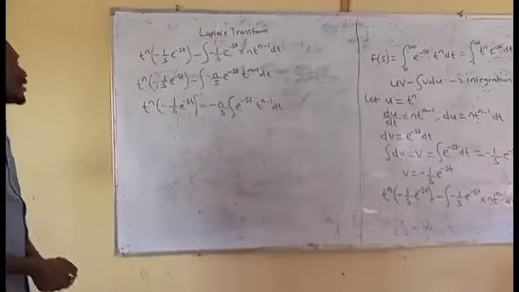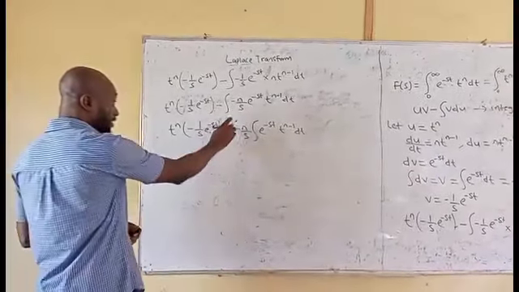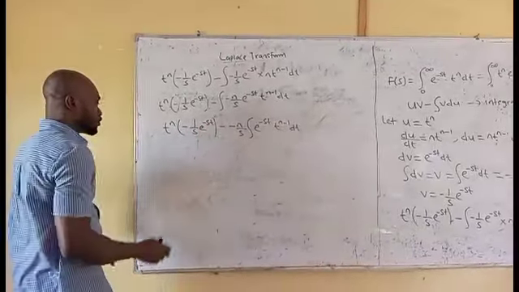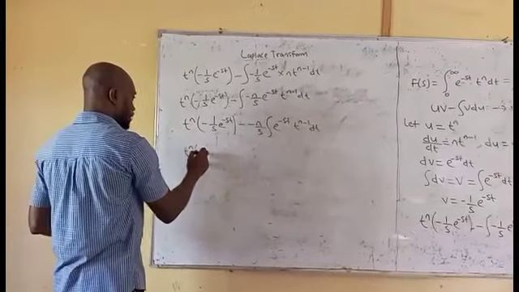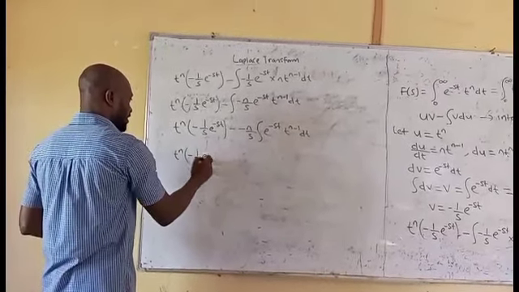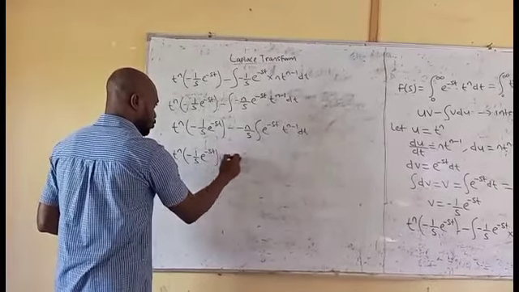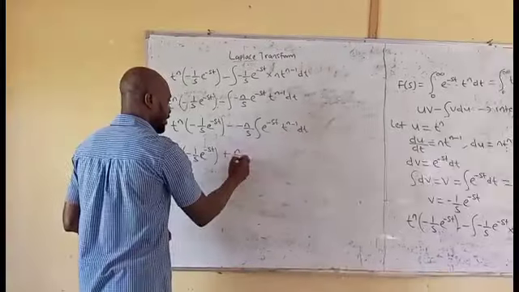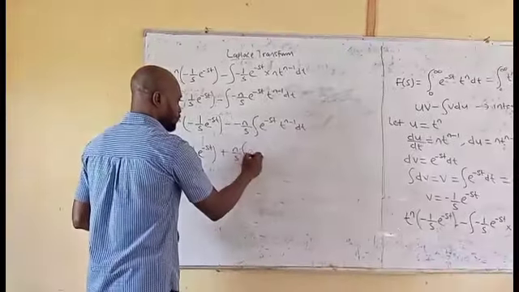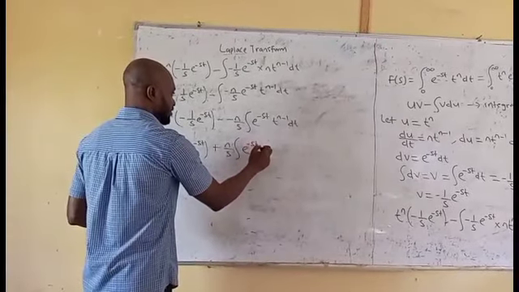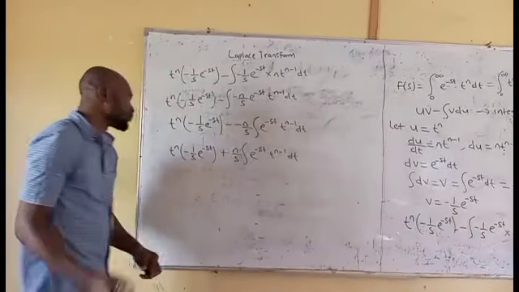So mathematically, we all know that minus times minus will give you what? Plus. So automatically, this place now changes to what? Plus. So we're going to have t raised to the power of n multiplied by minus 1 over s exponential minus st. Then this now becomes what? Plus n over s. Then you have the integral of exponential minus st times t raised to the power of n minus 1 times what? The dt.